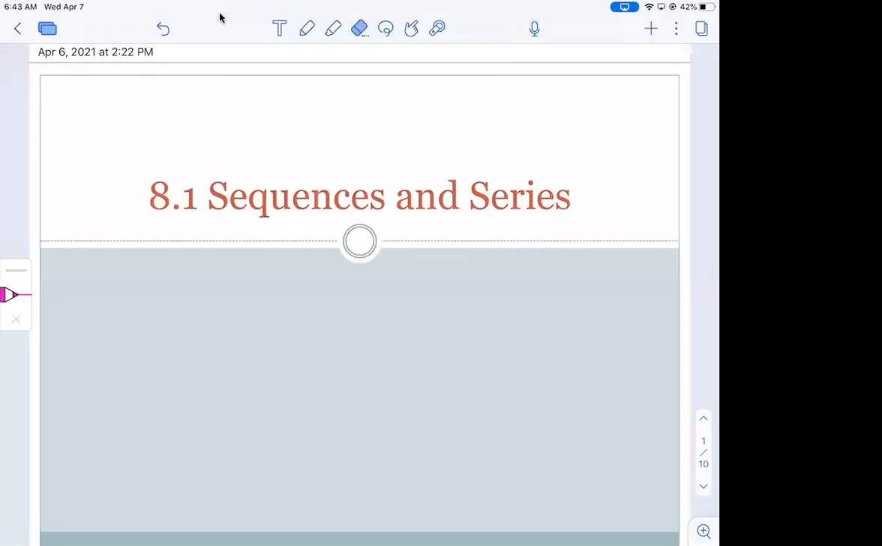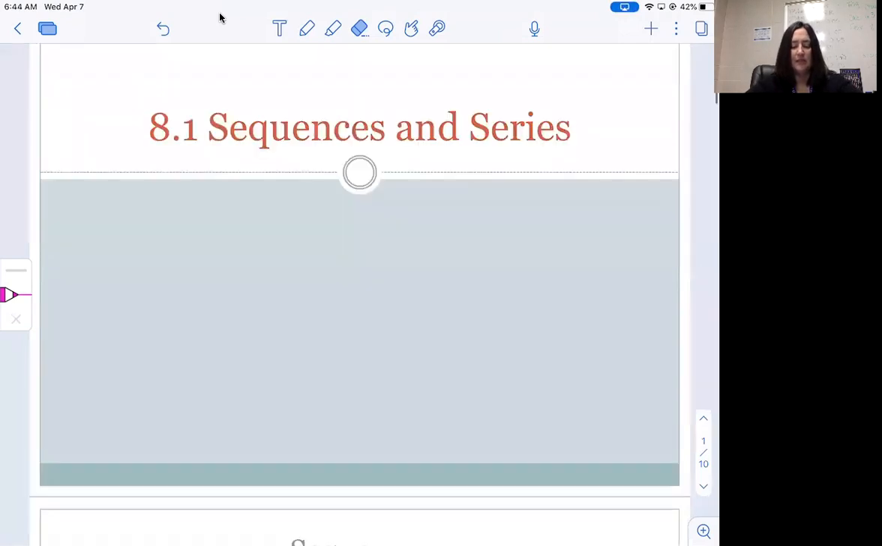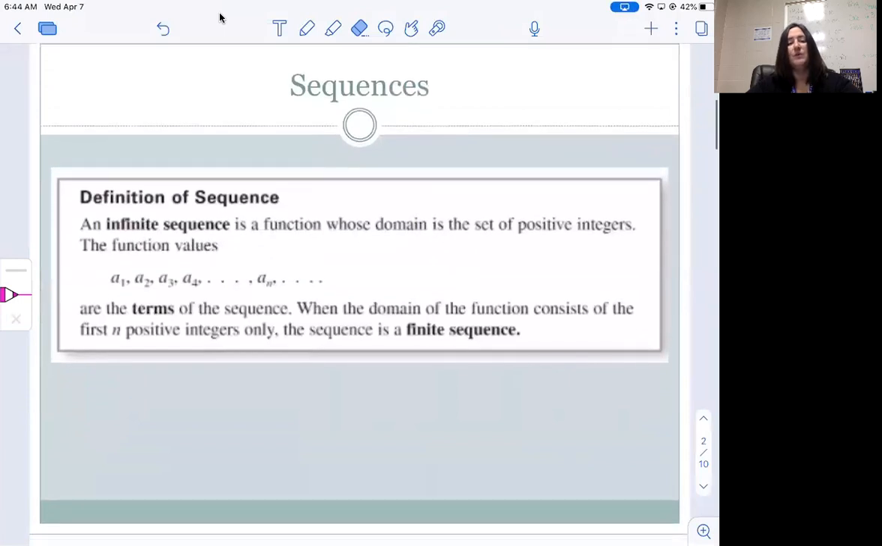Hello, today's lesson is 8.1 Sequences and Series. The first thing we need to know is: what is a sequence? A sequence is really just a list of numbers. You can have two different types of sequences. One is called infinite, meaning it goes on forever, and one is called finite, so it has a set number of values.